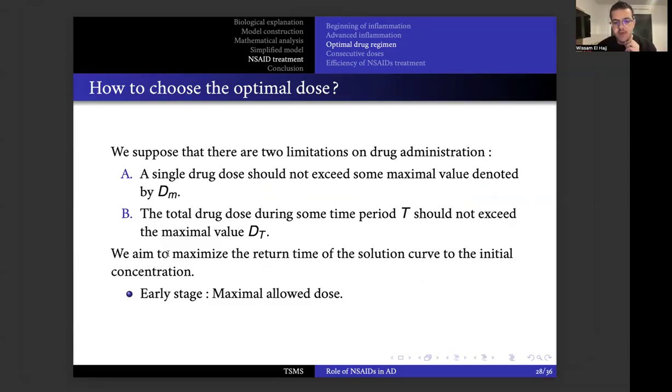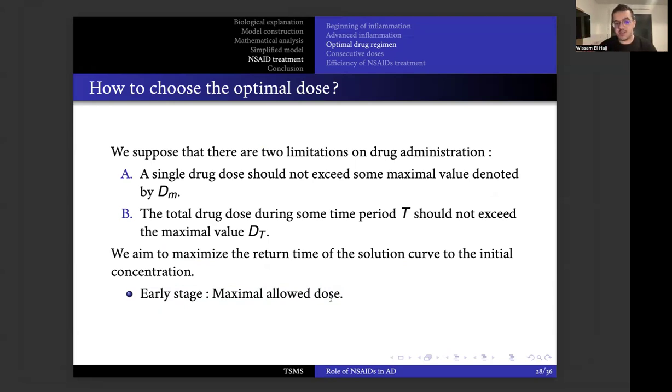So we aim to maximize the return time for the solution. In the early stage, this is the maximal dose. In the next stage, it is not anymore the maximal. And now I will add, there's no optimization flow with no constraints. I will add 2 limitations because it's not a happy world.